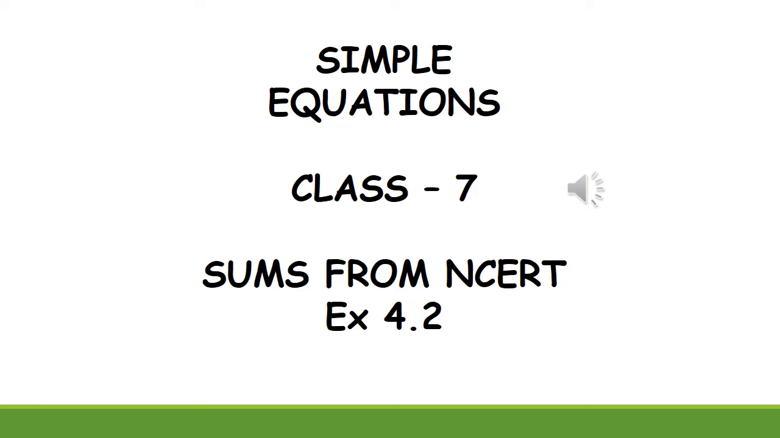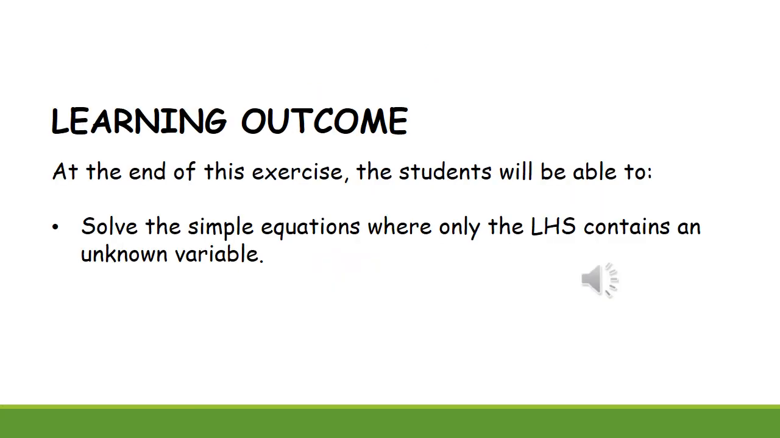We will be doing the sums from NCERT book exercise 4.2. The learning outcome of this exercise is that students will be able to solve simple equations where only the left hand side of the equation contains an unknown variable. We have seen in the previous class that there can be linear equations where LHS and RHS both contain the unknown variable. But here in this exercise 4.2, we will only concentrate on the sums where variables are present on LHS.